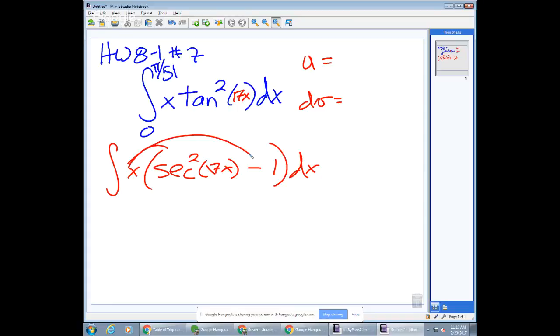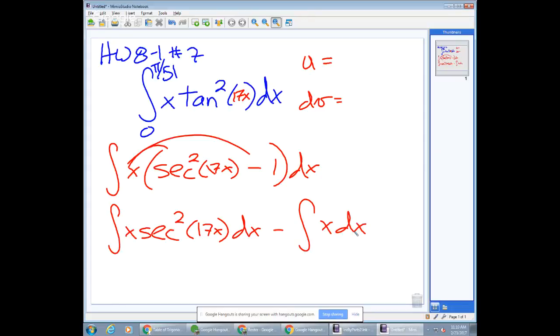So I'll have to deal with the integral of x secant squared of 17x dx minus the integral of x dx. And I like this one better because I know the derivative of the secant squared is the tangent, which will help us out here. So new page, I'm just going to isolate that sucker right there.